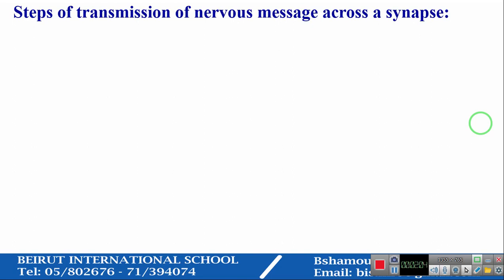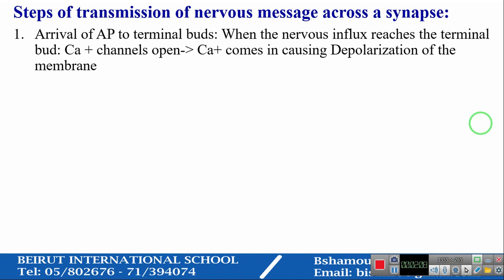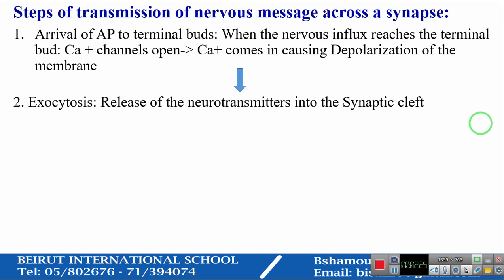Steps of synaptic transmission of a nervous message. First, we have arrival of action potential to the terminal buds. When the nervous influx reaches the terminal bud, Ca2+ channels open and Ca2+ comes in, causing depolarization of the membrane. Next, there is exocytosis, which is the release of the neurotransmitter into the synaptic cleft.